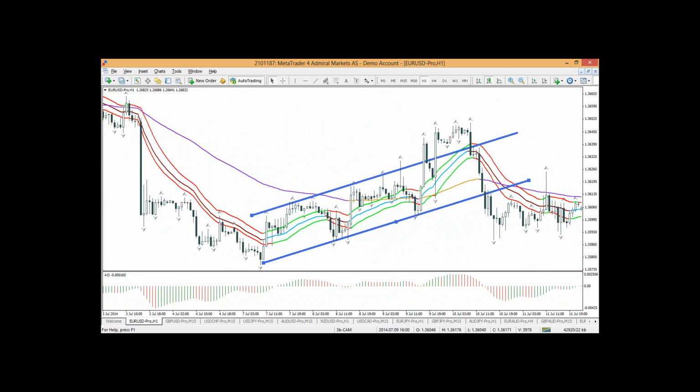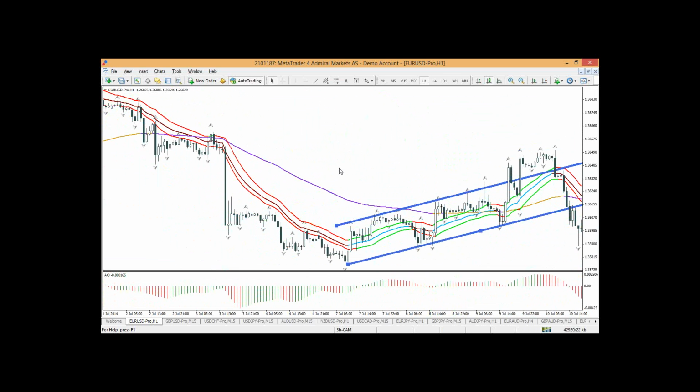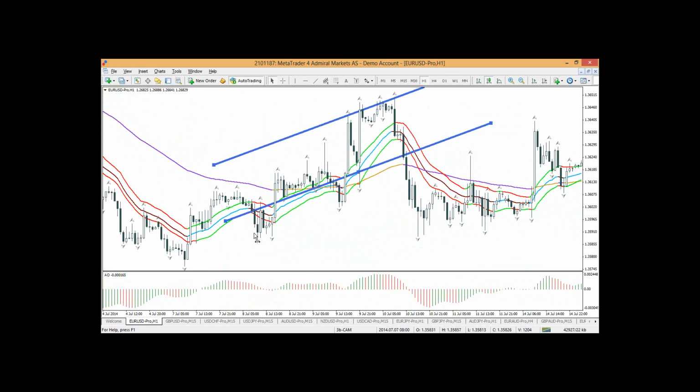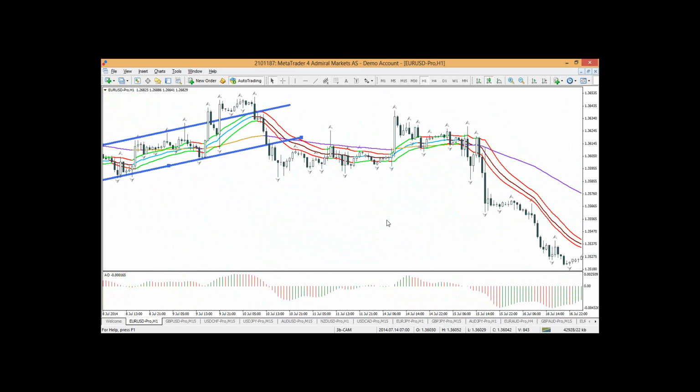But this is one of those cases where the flag is not that perfect, in fact, far from it. Later on we do get the break. Kind of a messy break, but okay.